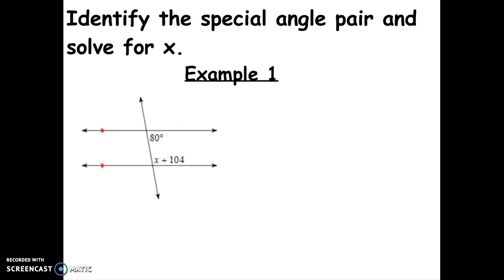What we need to do is identify the special angle pair and then solve for x. All right, so for the special angle pair, we have angles that are inside of the parallel lines and on the same side of the transversal. So we would call these same side interior angles. In order to solve for x, we need to create an equation using what we know about same side interior angles. We know that same side interior angles are supplementary, meaning they add to be 180.